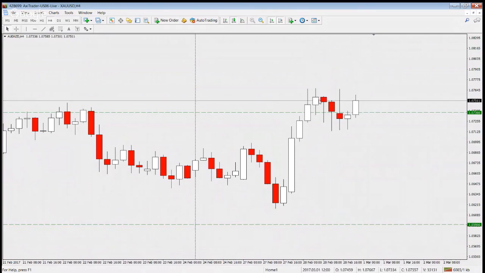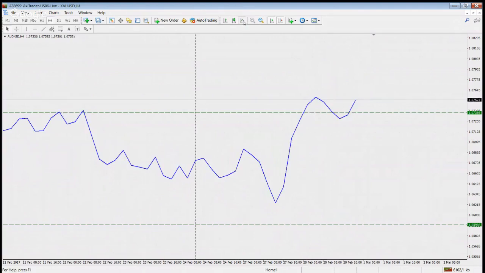So which chart is the forgotten chart? The forgotten chart is the line chart. Nobody uses the line chart.